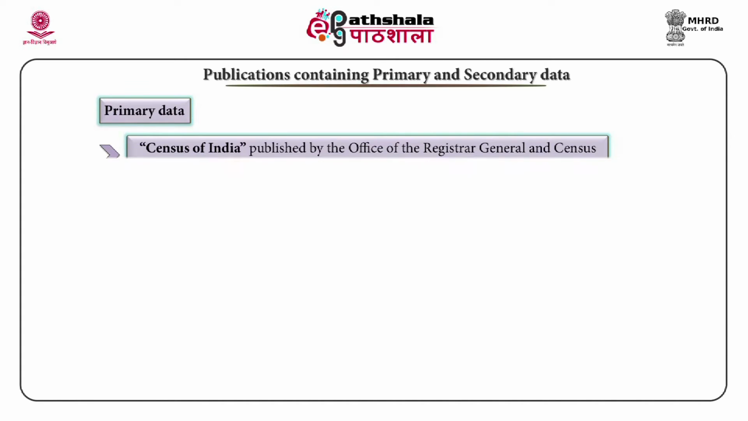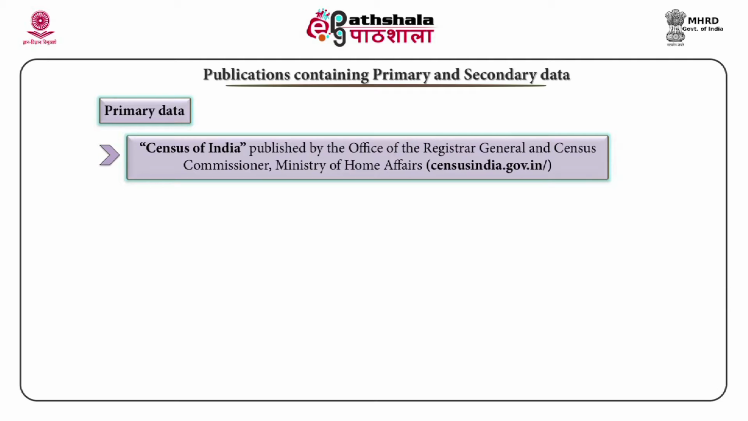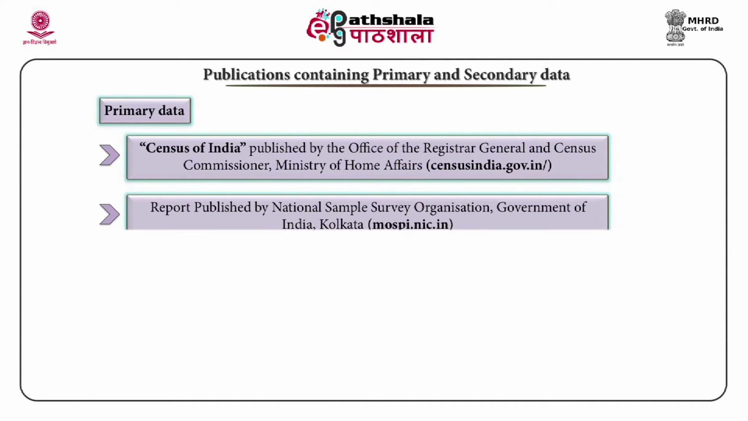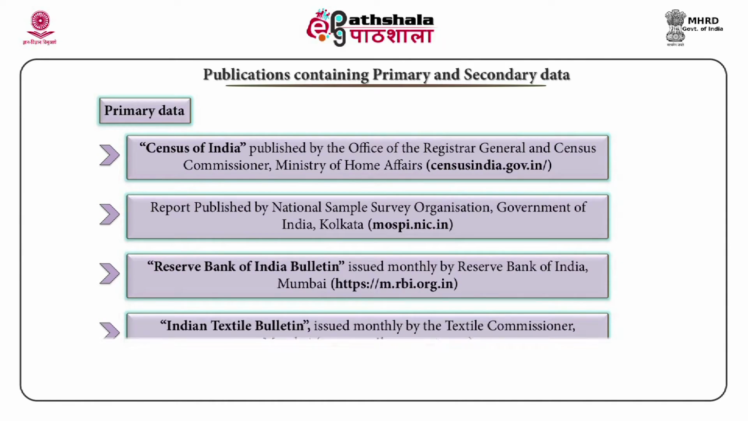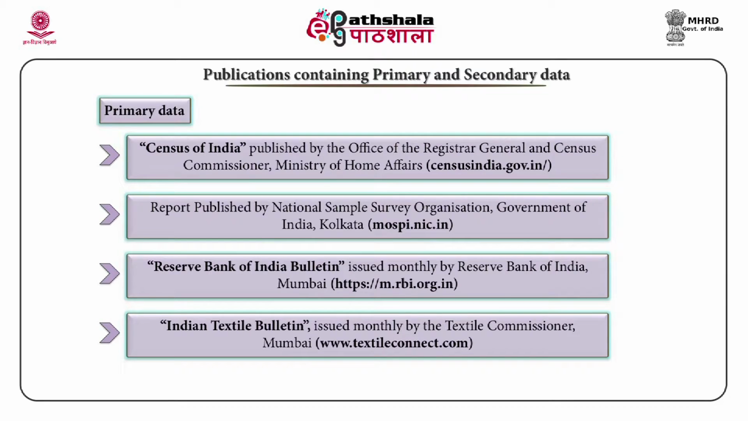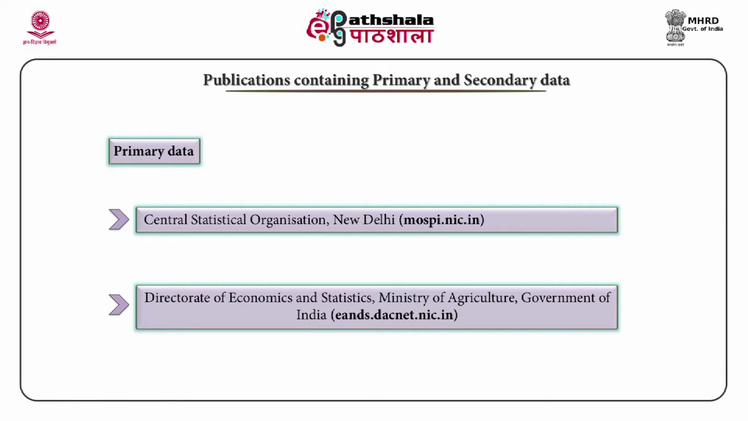Primary data: Census of India, published by the Office of the Registrar General and Census Commissioner, Ministry of Home Affairs. Next, a report published by the National Sample Survey Organization, Government of India, Kolkata. Reserve Bank of India Bulletin, issued monthly by the Reserve Bank of India. Crime in India, published by the National Crime Records Bureau of the Ministry of Home Affairs, Central Statistical Organization, New Delhi.